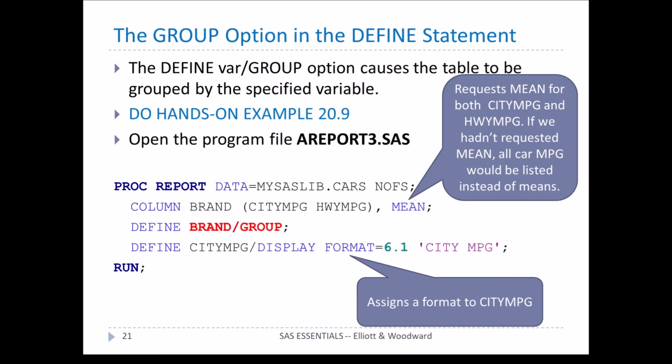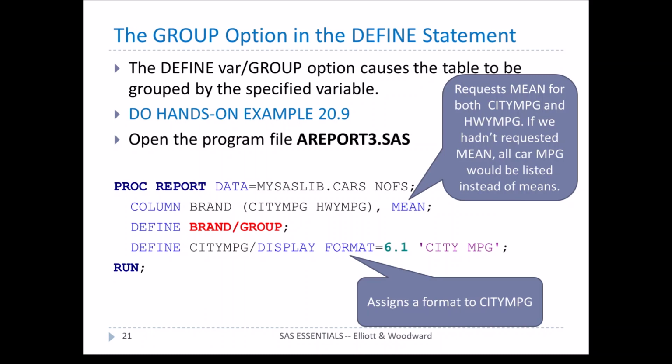All right, let's take a look at the group option in the define statement a little more. So here let's do example 20.9. So open up areport3.sas, and in this case, what we're going to do is define a column statement: brand, where we have city miles per gallon, highway miles per gallon, comma, mean. Now what this does is that mean requests the mean for both city miles per gallon and highway miles per gallon. Now if we hadn't requested mean, all miles per gallon would be listed instead of means. So it's important to keep that in mind.